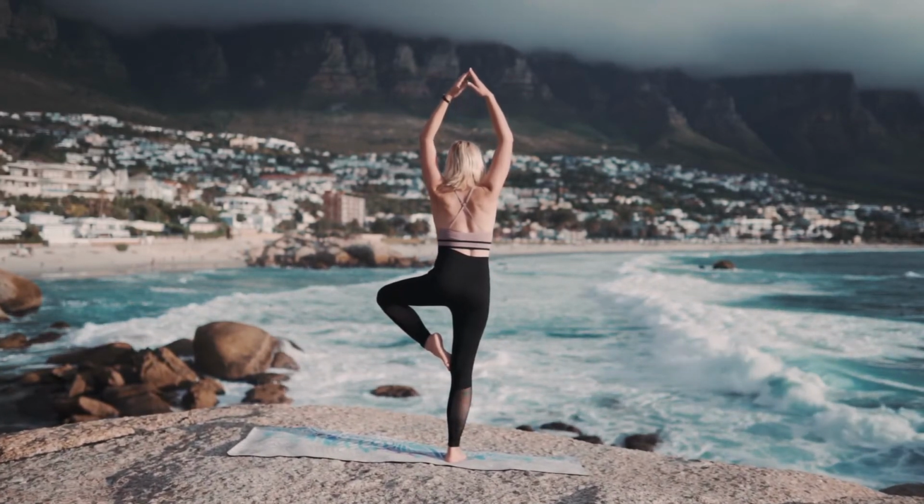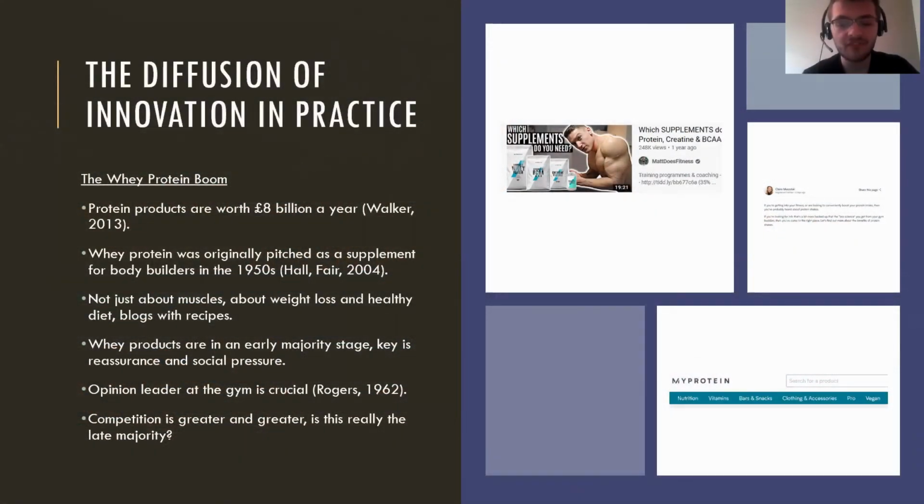But the future of whey products' diffusion graph could take any shape. More and more information is emerging that whey is unnecessary and potentially bad for your health.